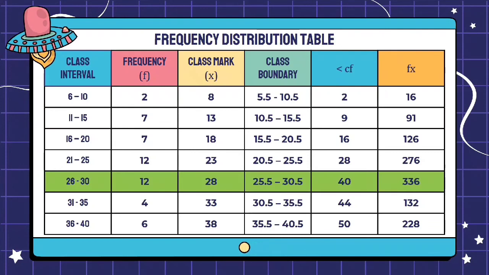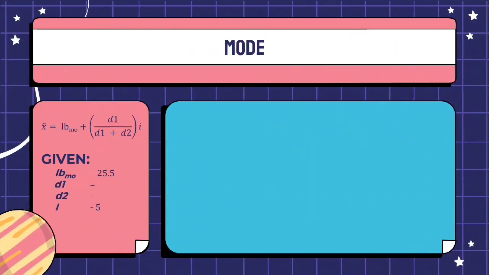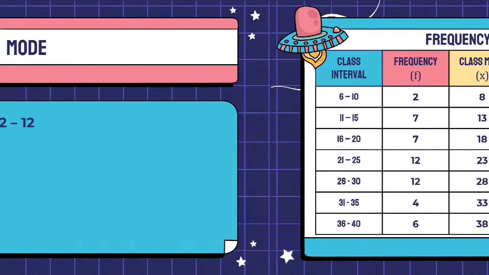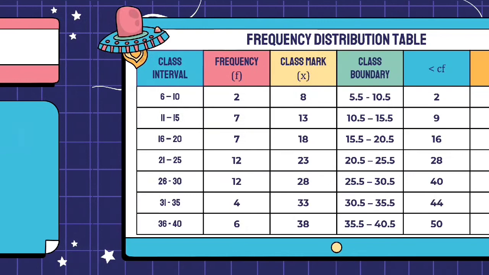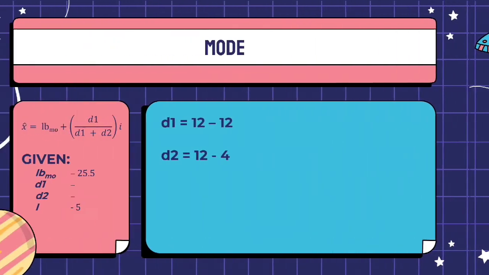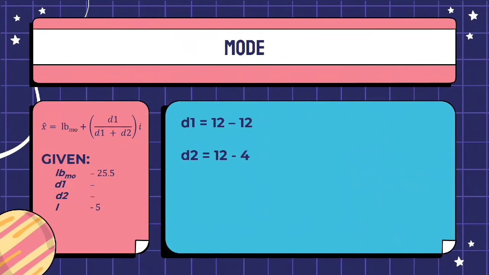The given that we have are LBMO, which is equivalent to 25.5, which is the lower boundary of the 5th class. To solve for D1, we subtract the frequency of our modal class to the frequency of the class before it, which is 12 and 12. To solve for D2, we subtract the frequency of our modal class from the frequency of the class above it, which is 12 and 4. Simplifying those will give us 0 and 8. And we will also have an interval of 5.